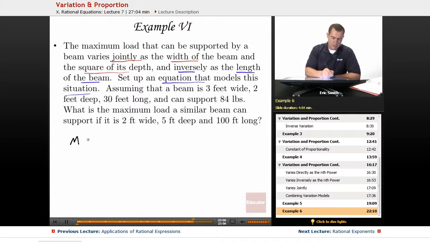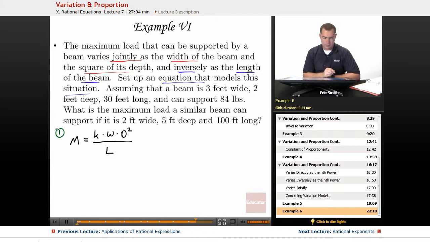So the maximum load that a beam can support varies jointly as the width of the beam and the square of its depth. So since this is jointly, I'm talking about K times its width times the square of its depth, or D squared. Now it varies inversely with the length, so I'll put the length on the bottom. So this part right here is our formula that we'll end up using.